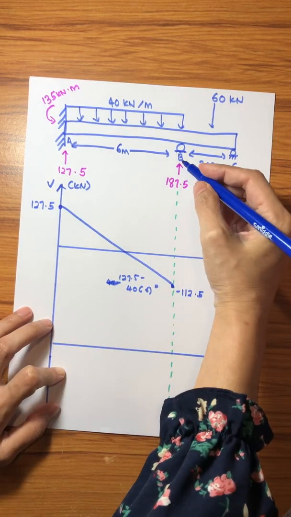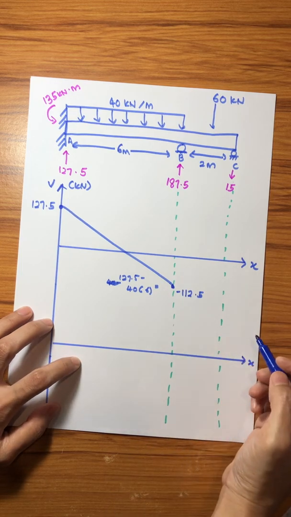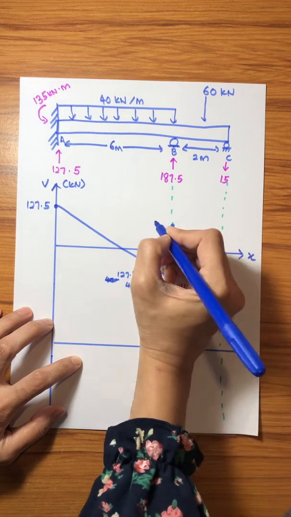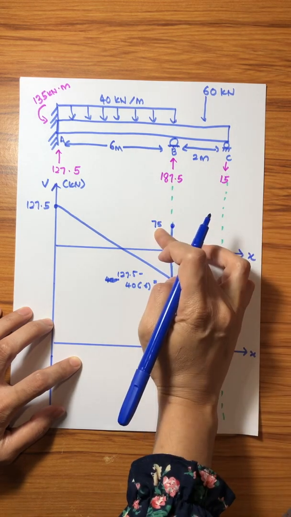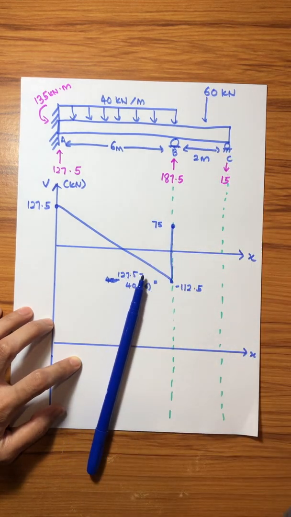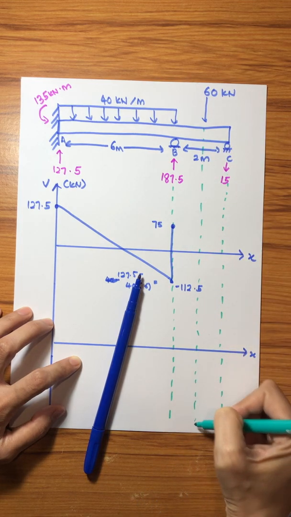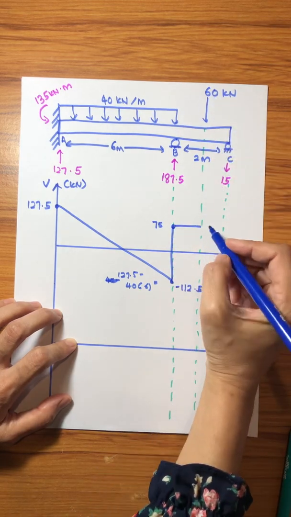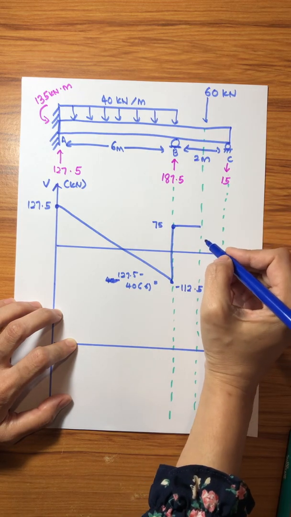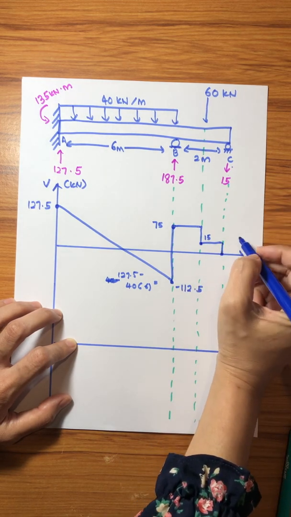Then you have plus 187.5, so you go up here: minus 112.5 plus this value, and you will have 75. Then you go straight. Don't forget, 75 straight, then minus 60. 75 minus 60, then you will have 15. So straight, then you have 15 down, so 0.